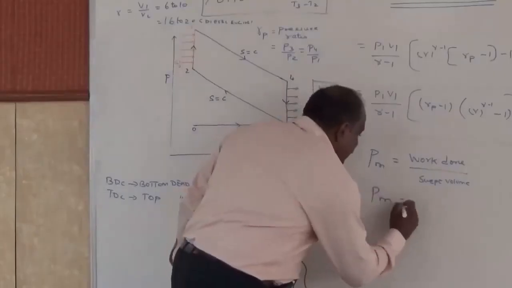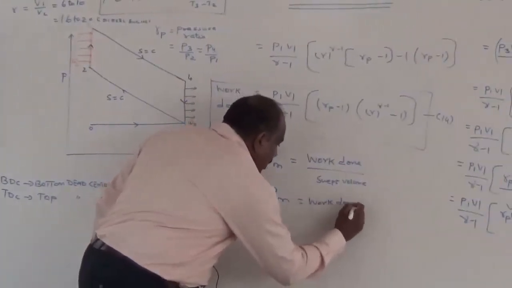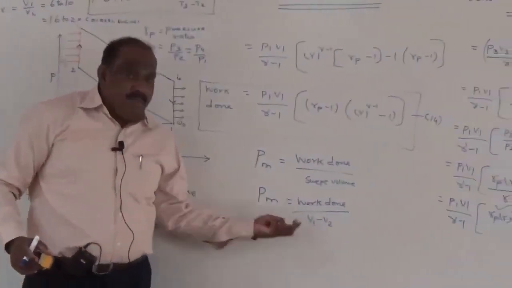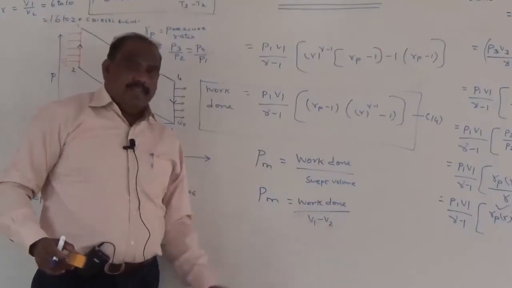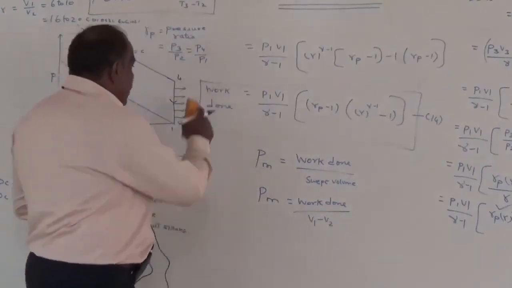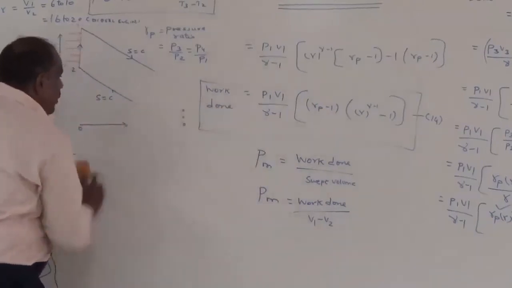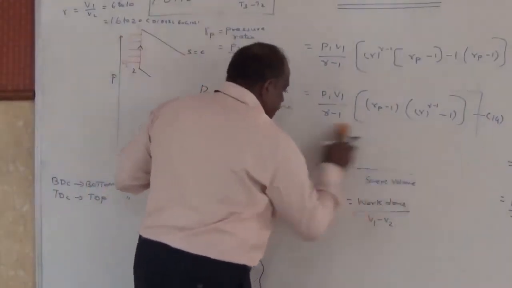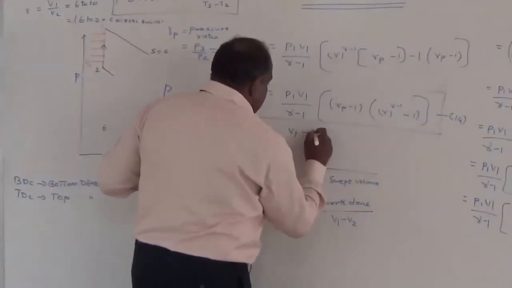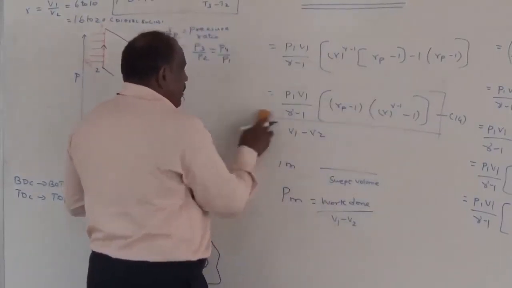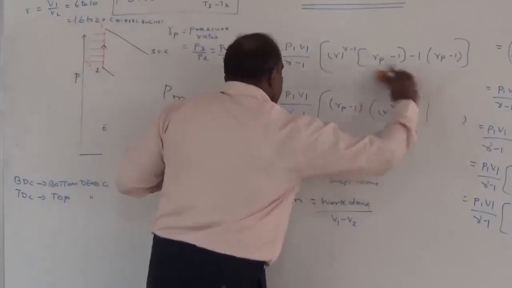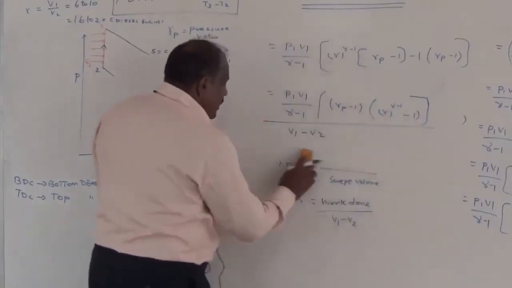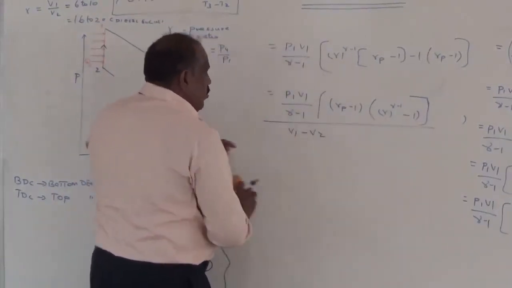The PM will be work done divided by swept volume. Already we saw in the piston-cylinder assembly, the swept volume is the movement of the piston from TDC to BDC, so it is V1 minus V2. Substitute here. Already we know the formula for work done. So PM will be equal to work done by V1 minus V2. We know that for the mean effective pressure, the numerator is nothing but the work done. The denominator is the swept volume. So V1 minus V2 is the swept volume.